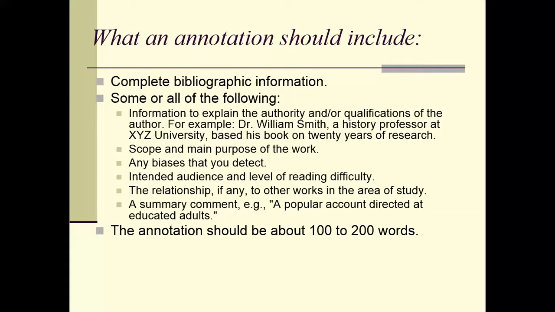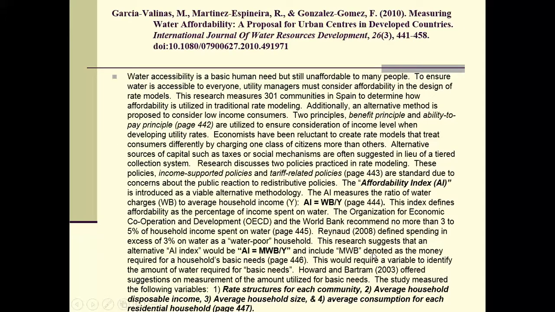Look at the scope and main purpose of the work, any biases you might detect, who the intended audience was or the control group that they used, how it relates to the study that you're doing, and then maybe a summary context about the findings. It should be 100 to 200 words. They don't have to be very big.